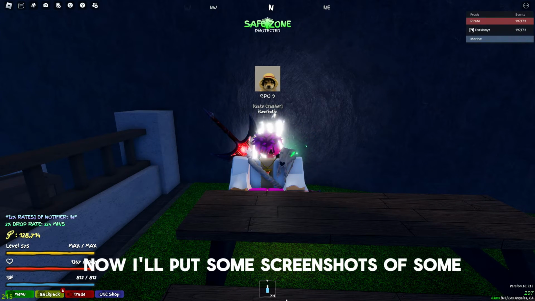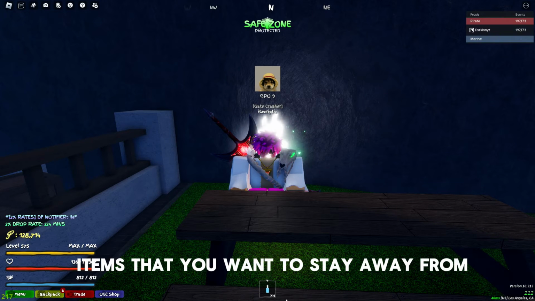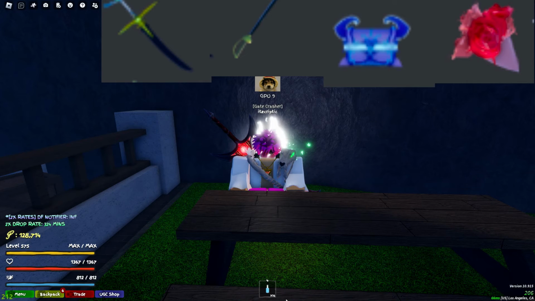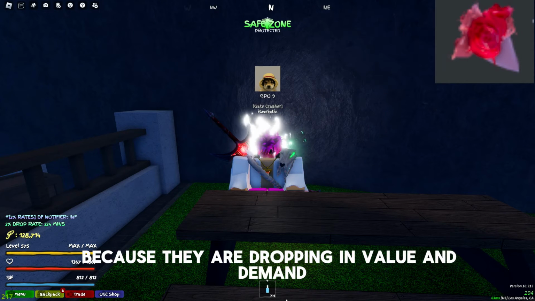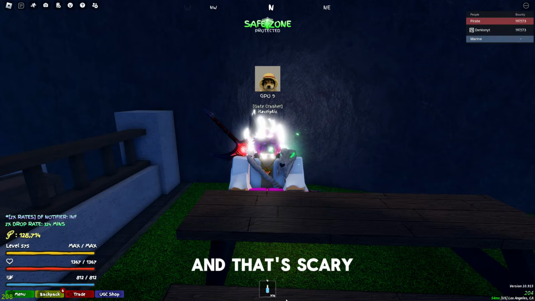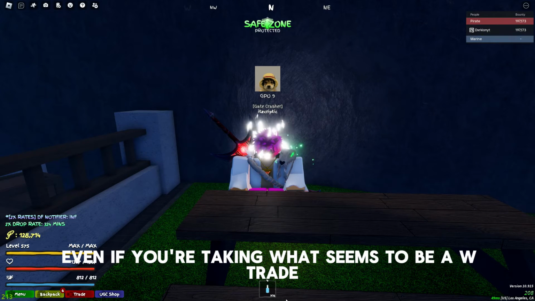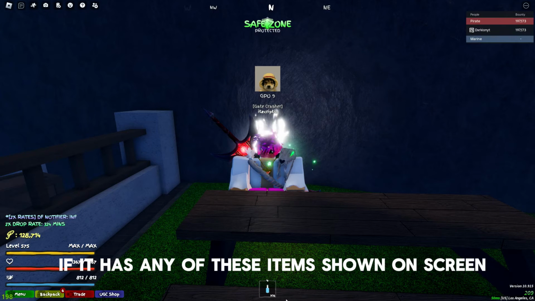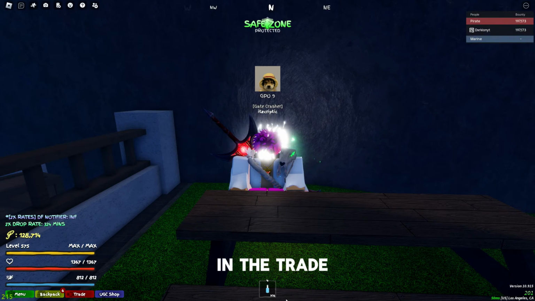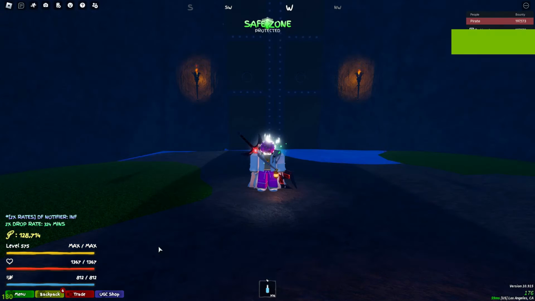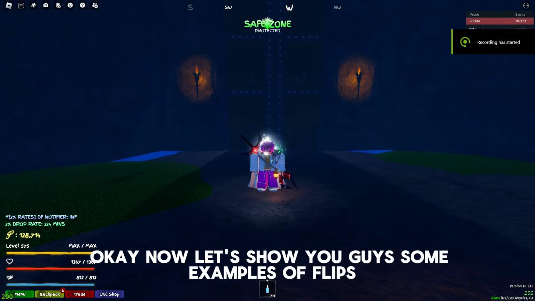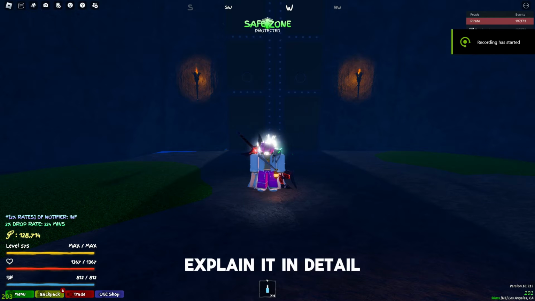Now, I'll put some screenshots of some items that you want to stay away from on the screen real quick. Now, why would you want to stay away from them? Because they are dropping in value and demand, and that's scary. Even if you're taking what seems to be a W trade, if it has any of these items shown on screen in the trade, don't take it. Because whilst you're taking a trade, not only should you think of the value of the offer you're getting, but the demand as well. Okay, now let's show you guys some examples of flips and explain it in detail.